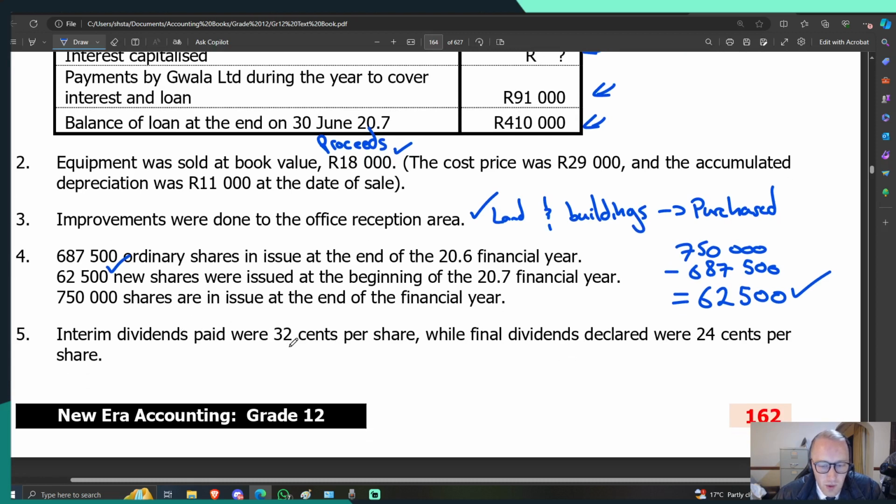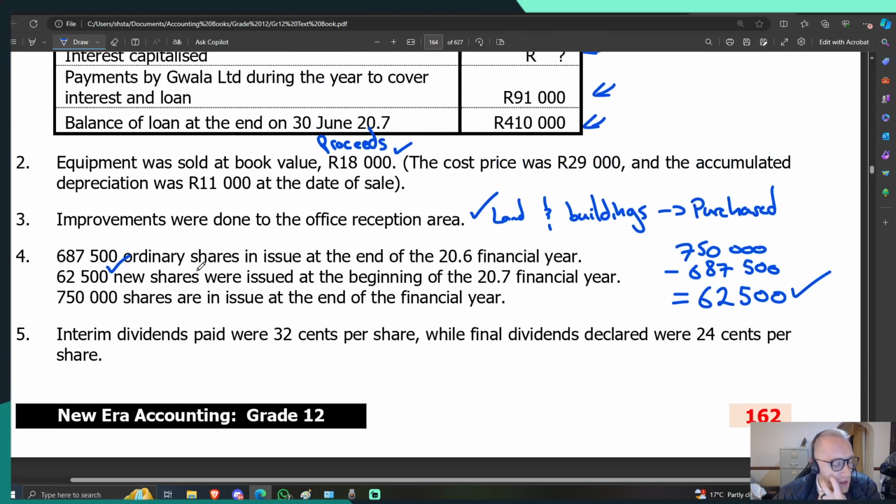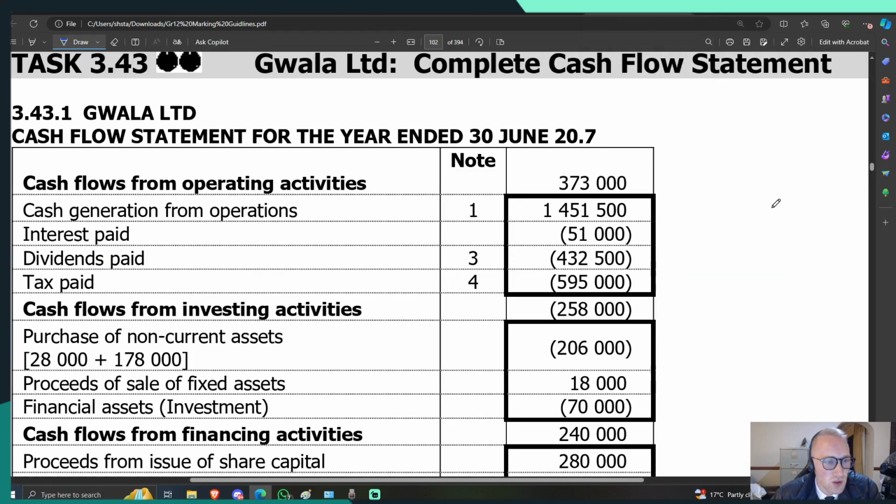Interim dividends paid were 32 cents per share, while final dividends declared were 24 cents per share. I won't make the notes here, but that will affect our cash flow from operating activities. All right, let's go to our marking guidelines and see how this all fits into the cash flow statement. So the first thing we're going to do is the reconciliation note, which is note 1 to the cash flow statement.